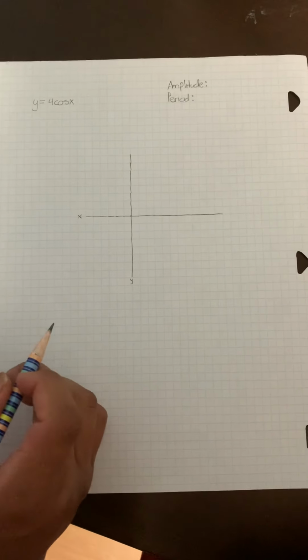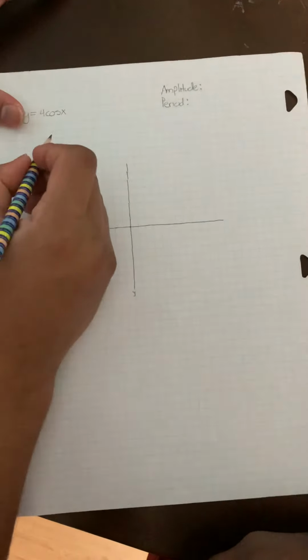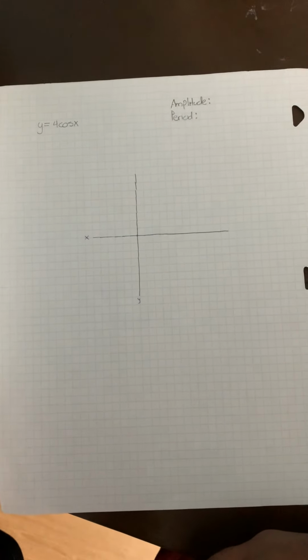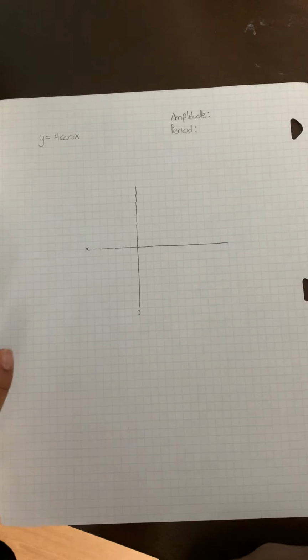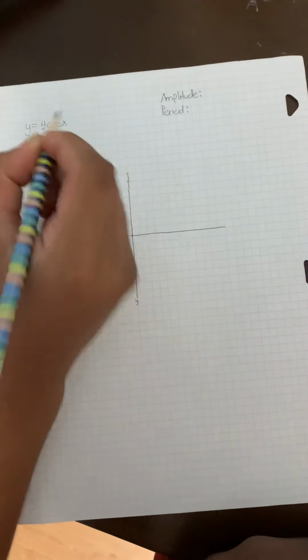So we're going to do a cosine graph now. The first thing we're going to do is identify our amplitude. In the last video on the sine graphs, I accidentally said asymptote. It's actually called the amplitude, a slip of the tongue. My apologies on that. So the amplitude would be our A, which is 4.